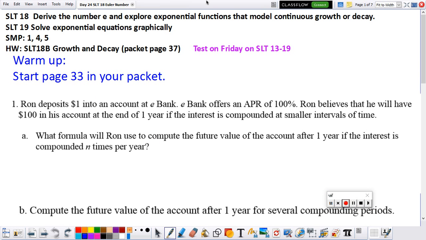Okay, so this is a lesson on Euler's number. Everyone go ahead and turn to page 33 in your packet and get started on number 1. Pause the video and unpause it when you're ready.